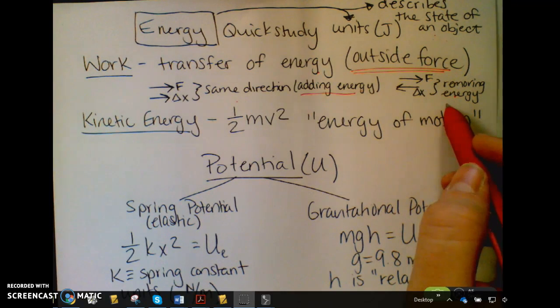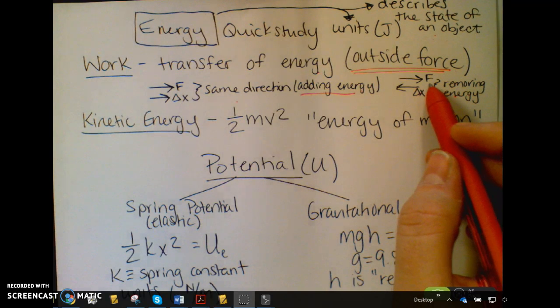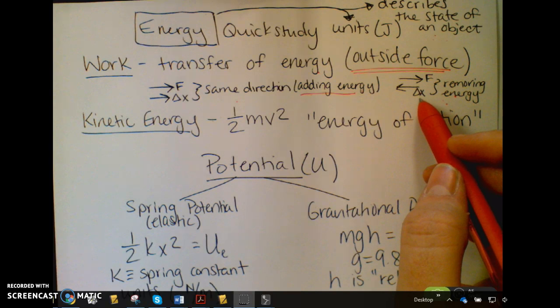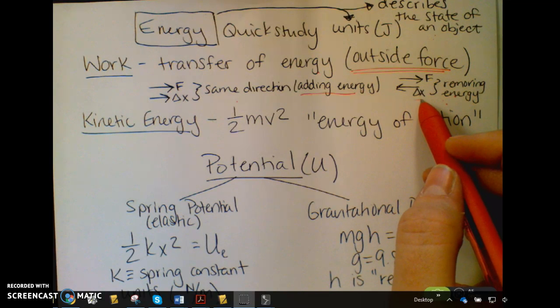Now, if an object is moving at a constant speed, the net force is zero. There is no work being done. If the object is not moving, the displacement is zero. Therefore, no work is being done.